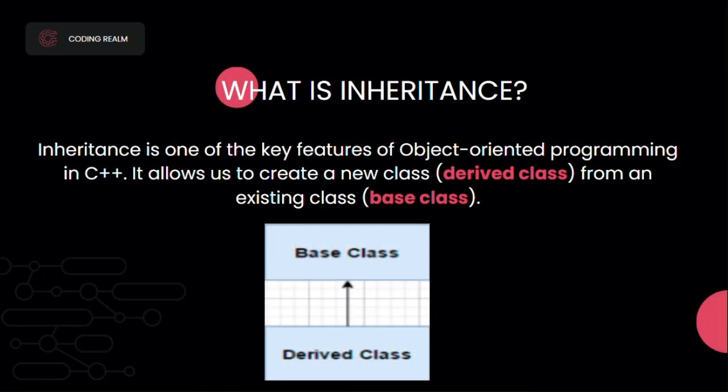Inheritance is the capability of a class to derive properties and characteristics from another class. Inheritance is one of the most important features of object-oriented programming, and one of the key features in C++. It allows us to create a new class, the derived class, from an existing class, the base class, like here in this picture.